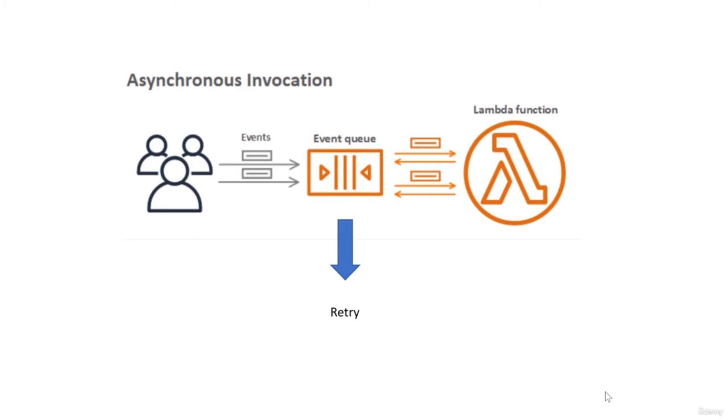Whenever you trigger an asynchronous invocation, the service or the client which invokes the Lambda has absolutely no idea whether that particular Lambda has failed or passed. So if that Lambda has failed for some reason and you want to retry it, that client or service cannot do it directly. That is where the event queue comes in handy. The event queue has the potential to retry your Lambda when it has failed. It also has the potential to send the error, if it has failed, to an SQS or an SNS event. So let's see how this works.